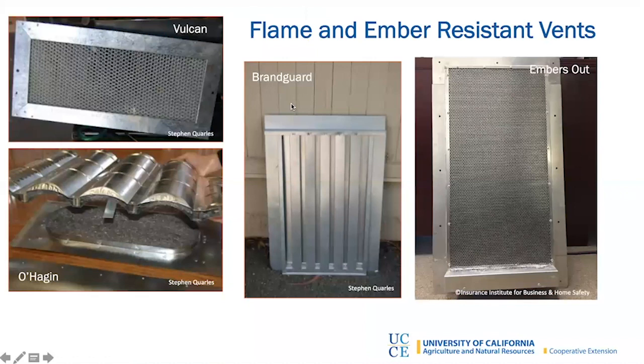Moving on, here are some pictures of the various state fire marshal approved ember and flame resistant vents that are available in California. I've given just the names of all the options that are present. There's four: Vulcan, O'Hagan, Brandguard, and Embers Out. These typically have design features that are present for embers and a different one that's present for flame. Sometimes they're the same, but often they're different.